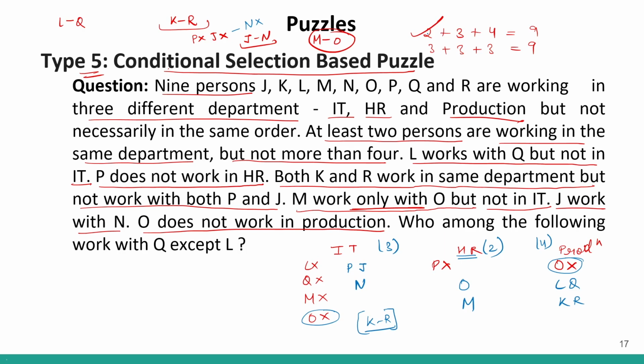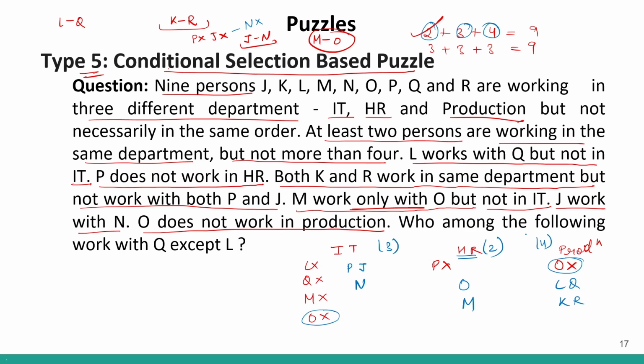But we know the possibilities are 2, 3 and 4. So we have already covered the possibility of 2. Over here we can have either 3 people or 4 people. We were not able to place 4 people over here, so we placed 3 people, P, J and N, because there was no restriction. And over here I placed 4 people, L, Q and K, R, because there was no restriction. So this is how you solve questions on conditional selection based puzzles. You have to pay attention to the conditions and based on them divide the people.